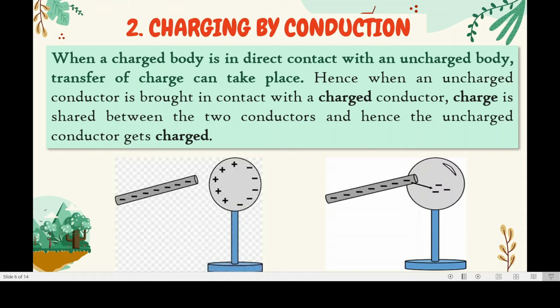Look at the diagram. A metal sphere is mounted on a stand. It is electrically neutral, that means it is uncharged. When a negatively charged glass rod is brought in contact with the neutral metal sphere, the sphere becomes negatively charged. The positive charges are attracted by the negatively charged glass rod and then the sphere is left negatively charged.